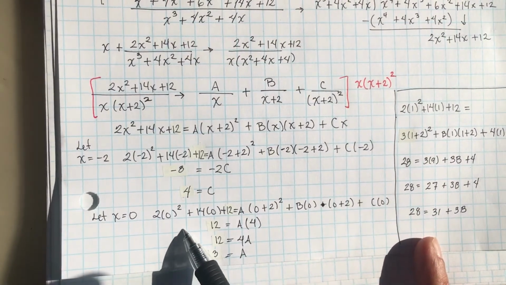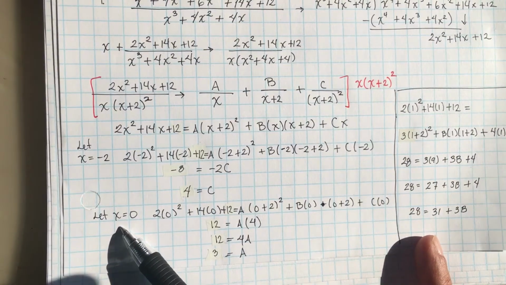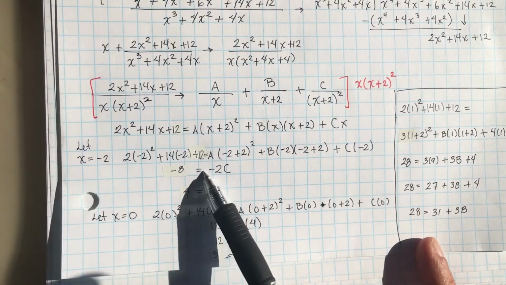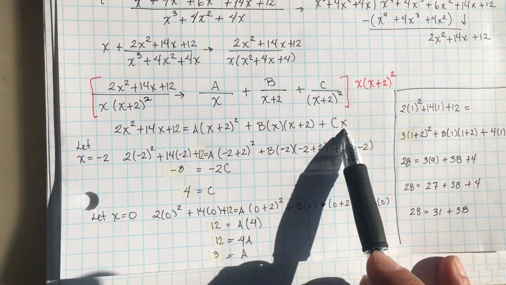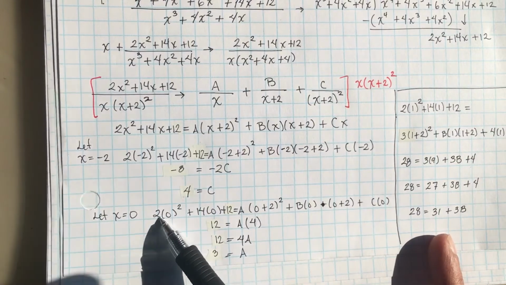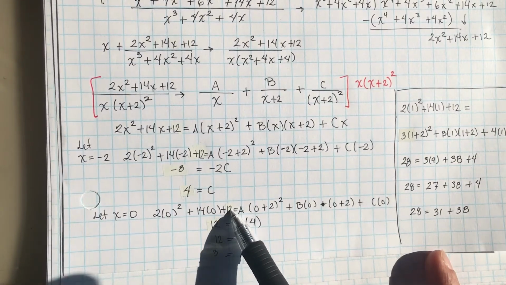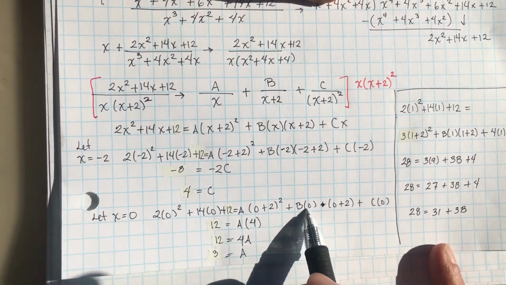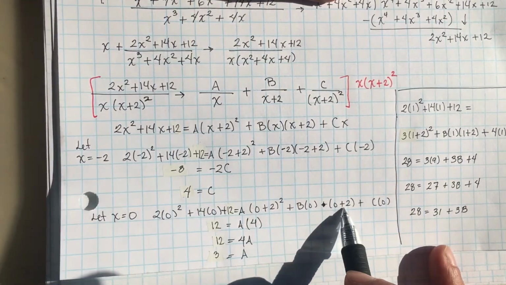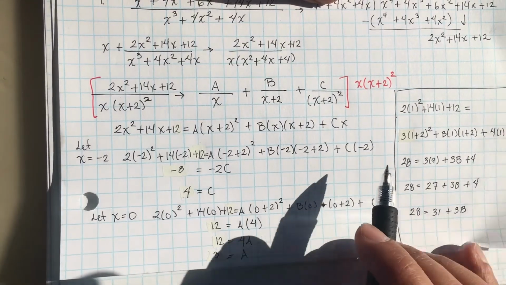We do the same thing again, but this time we're going to let x equal to 0. Okay, why? Because I see that over here we have cx. So I'm just going to put x to 0. So I do the same thing. 0, 0, we got the 12. X equals 0. Okay, and then b times 0 times 0 plus 2, and then c times 0.